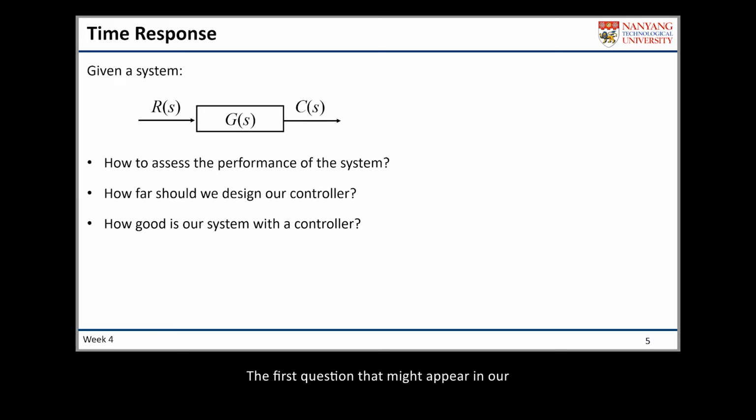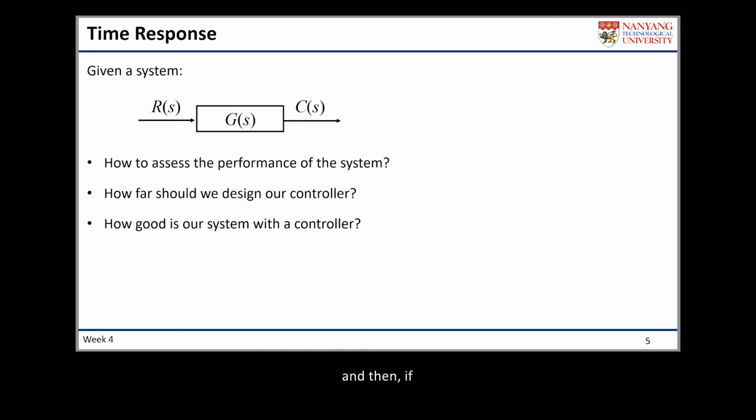The first question that might appear in our head is how to assess the performance of the system. You have different systems. Each system might behave differently. Let's say if you have a DC motor, the performance of one DC motor might be different to the other DC motor. The performance that I'm referring to here is the dynamic performance, of course.